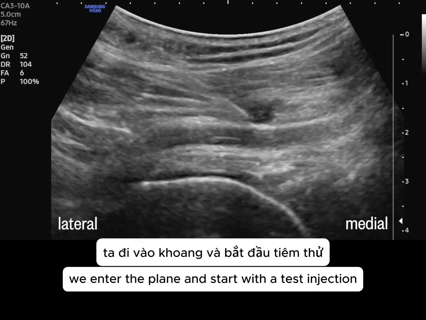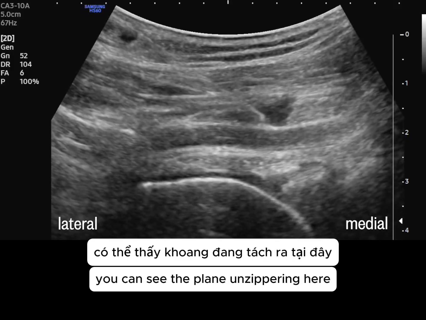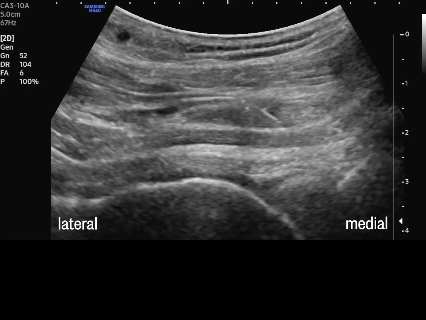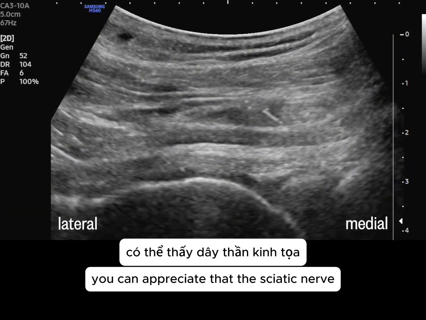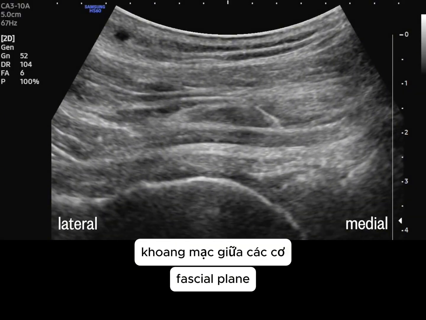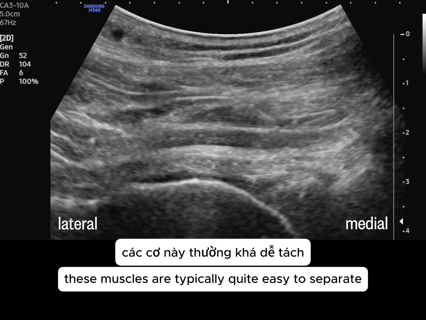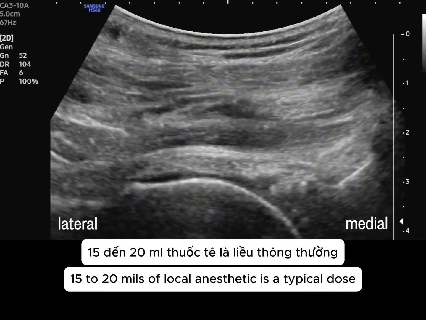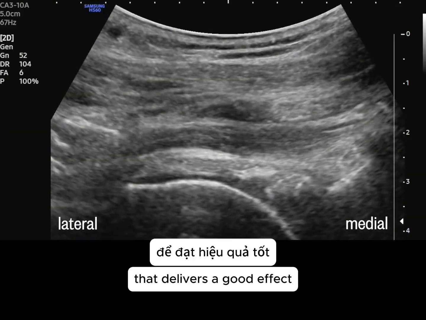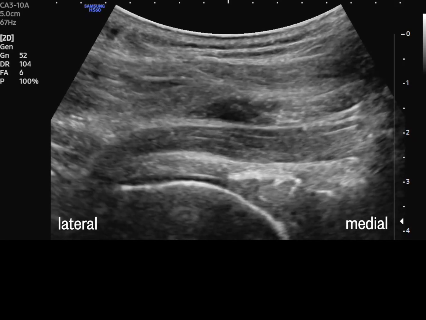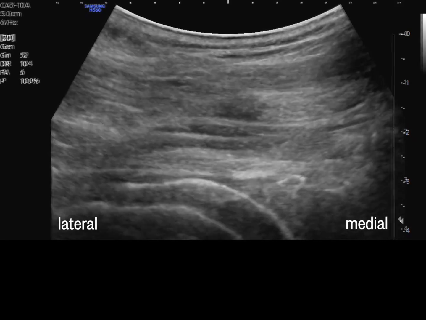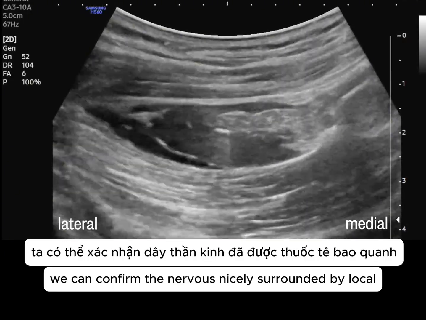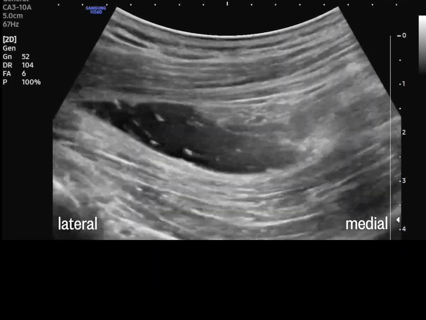We enter the plane and start with a test injection. You can see the plane unzippering here and the nerve being peeled off the surrounding epimysium. You can appreciate that the sciatic nerve truly lies in an intermuscular fascial plane. These muscles are typically quite easy to separate with the hydraulic pressure of the injection. 15 to 20 mils of local anesthetic is a typical dose that delivers a good effect. Following the injection, we can confirm the nerve is nicely surrounded by local by tracking the probe cephalad and caudad.